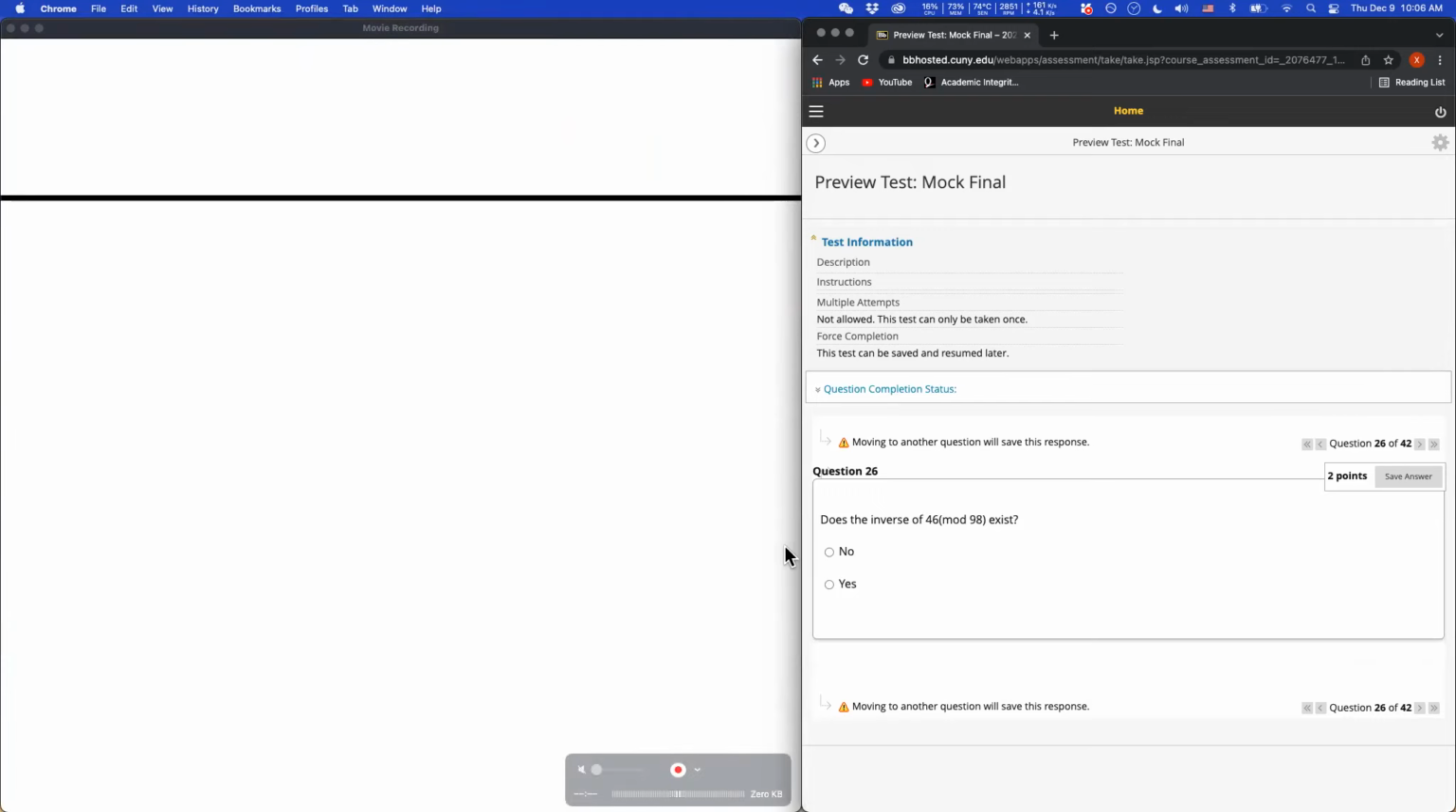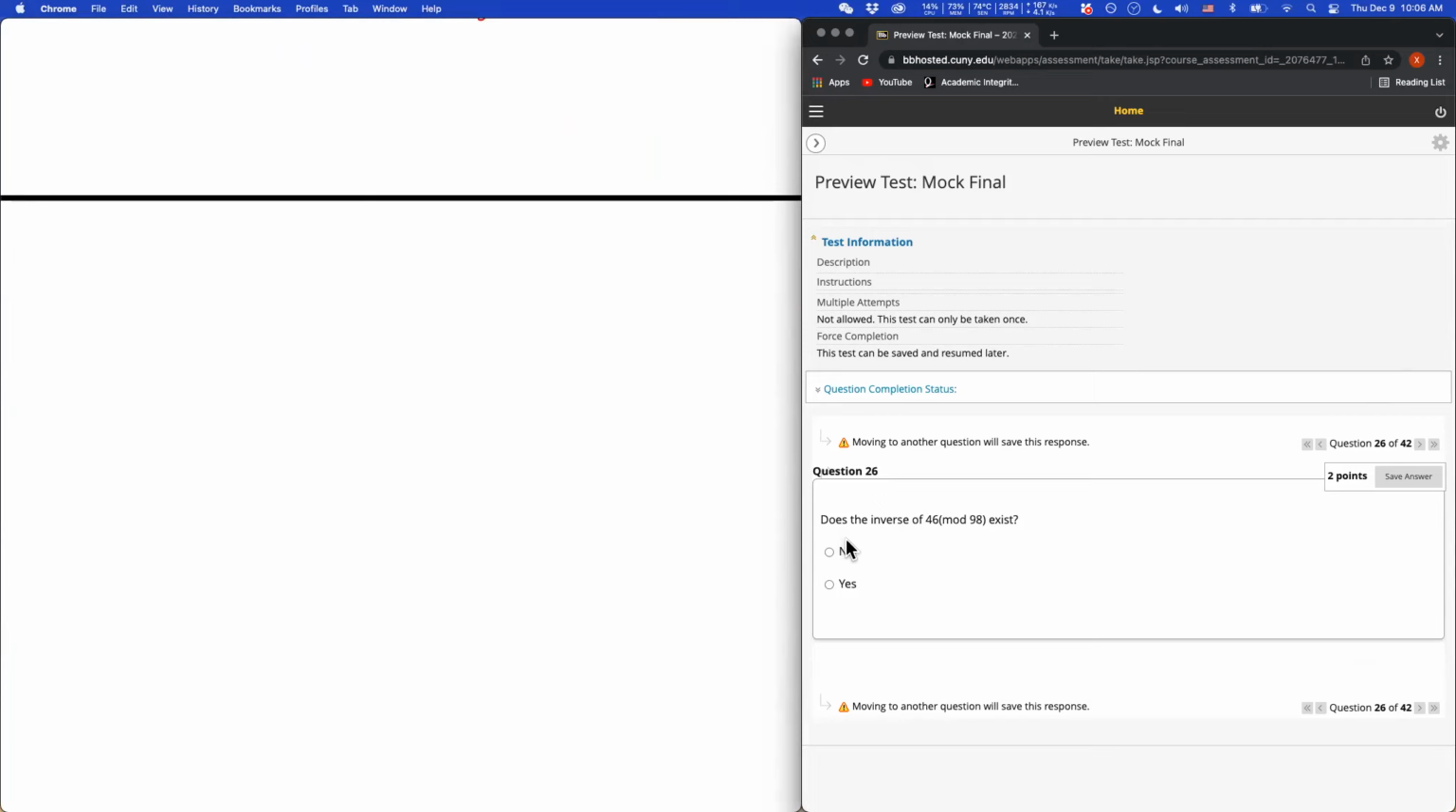Okay, the next one is asking, does the inverse of 46 mod 98 exist? And we know the answer is no. Again, you check the GCD. GCD of 46 and 98. It's obvious that the GCD is not 1 since they are both even numbers, so the GCD is at least 2. And if the GCD is other than 1, then the inverse does not exist.